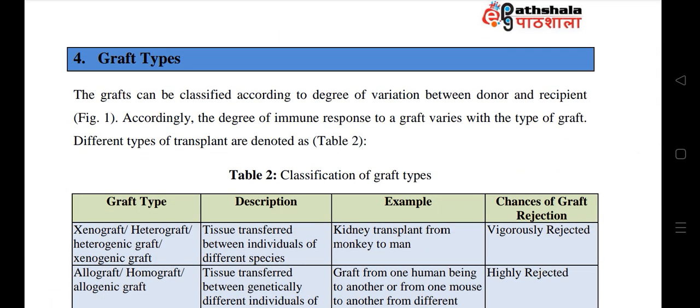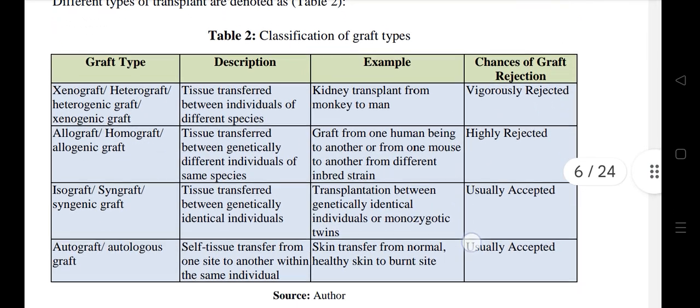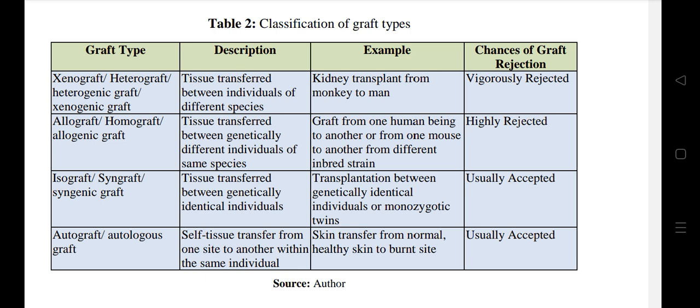Graft types. Grafts can be classified according to the degree of variation between donor and recipient. Accordingly, the degree of immune response to a graft varies with the type of graft. Different types of transplant are noted. Graft type: xenograft, heterograft, heterogenic graft, xenogenic graft. Description: tissue transferred between individuals of different species. Example: kidney transplant from monkey to man. Vigorously rejected. Next, allograft, homograft or allogenic graft. Tissue transferred between genetically different individuals of the same species. Graft from one human being to another, or from one mouse to another of a different inbred strain.